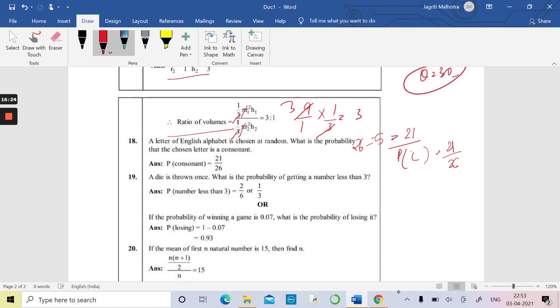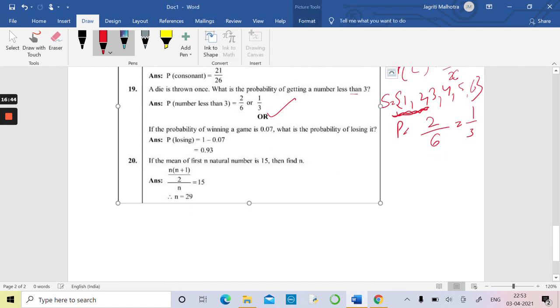A die is thrown once. What is the probability of getting a number less than 3? A die has sample space 1, 2, 3, 4, 5, 6. There are only 2 numbers less than 3, so we can get only 2 numbers out of 6. That is 1 by 3.